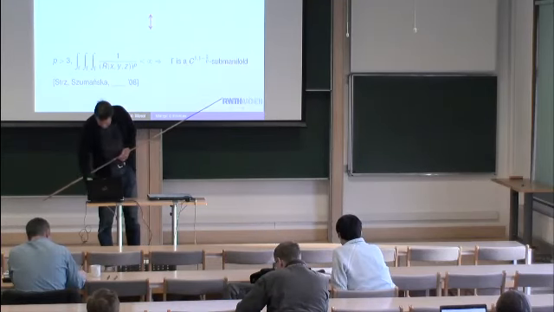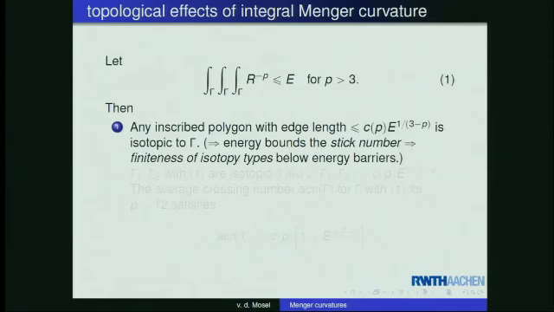Then there's the question, does this relaxed energy control more of the topology? And the answer is yes, and I will give you 3 example results. So we assume that we have a curve with finite energy for p greater than 3. This is formula 1. And then I say first, any inscribed polygon in the curve, whose edge length is controlled solely in terms of p and the energy value, is automatically isotopic to that curve of finite energy. Which means, in addition, that this energy bounds the so-called stick number of the knot. The stick number is the minimal amount of sticks you need to build a polygonal knot of the same knot class.